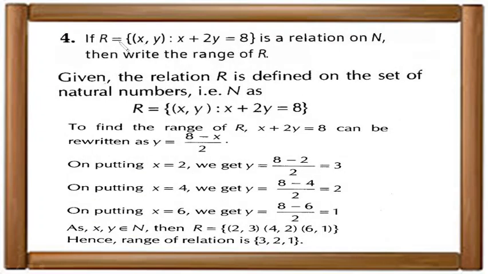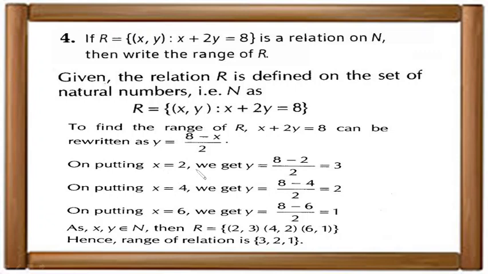Question number 4. Here the relation is given as {(x, y): x plus 2y equal to 8} on natural numbers. We have to find the range of this relation. Now first of all we will write y in terms of x. It means y is (8 minus x) by 2. Now one by one let's calculate, let's put the values.